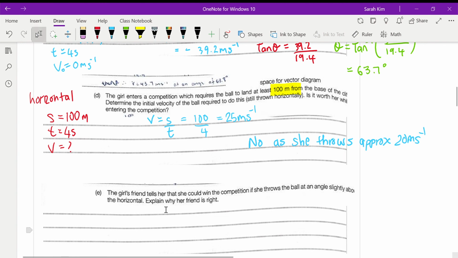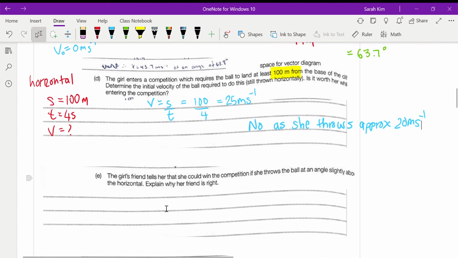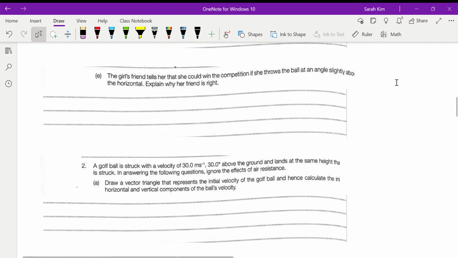The girl's friends tell her that she could win the competition if she throws the ball at an angle slightly above the horizontal. Explain why her friend is right. I'll get you to read the solution in E. It explains it in detail, but basically changing the angle of your throw affects the range of your throw, but we will look into that further. I think we definitely look at it in year 12. I'm not really sure about year 11. It's not necessary, but give it a read. And that's it for question 1.